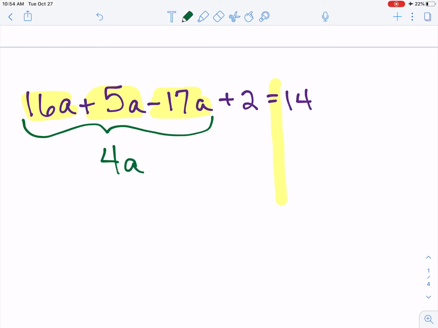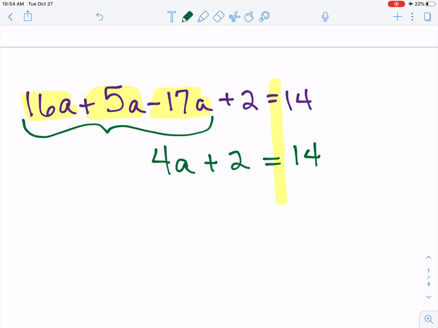So in one step, I can add all of those things together. And you can see how I've simplified that. So I'm even going to move that over so that it looks a little bit more like an equation there. But I combined those three pieces in one step. I took 16a plus 5a minus 17a, and it gave me 4a. I brought down my plus 2, my equals, and my 14. Now I'm back to a two-step equation.